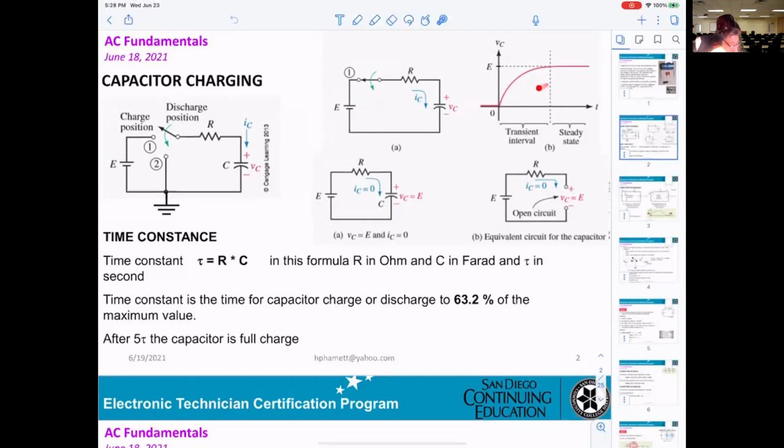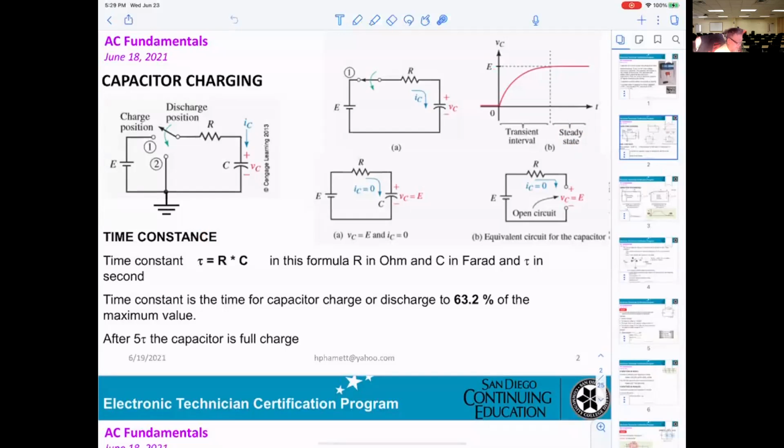So if you look here, they're showing you that when we close the switch, before that there is no voltage on the capacitor, that's VC. The voltage on the capacitor keeps charging up, but it cannot go quickly. It takes time, keeps going up to a certain point, then no more charging. The voltage is already the same as the power supply voltage E. They call it the transient interval, or steady state. Steady state means no longer charging.